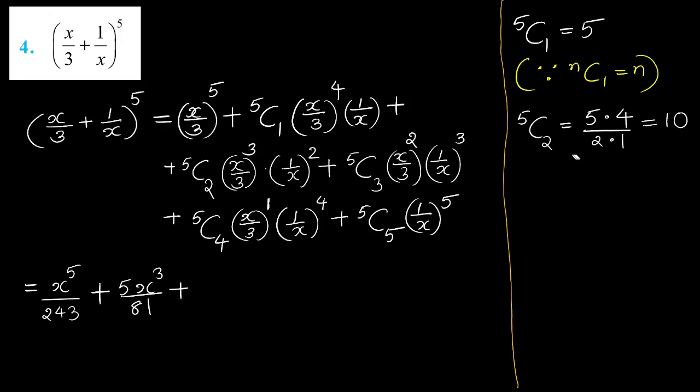All of it clear? I discussed already. Do you have any doubt? You were absent yesterday, that is why. All of it clear? 5C2. You have no doubt. Okay. Yes, sir. So I got 5C2 equal to 10. So let me write 5C2 as 10. Okay.